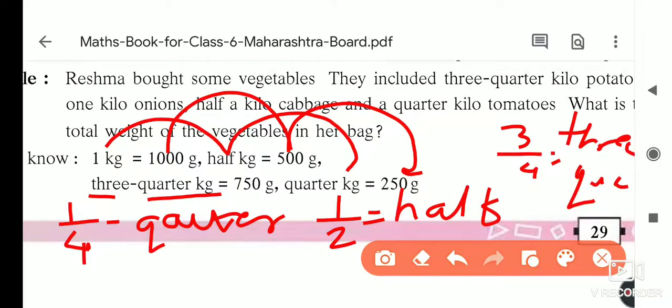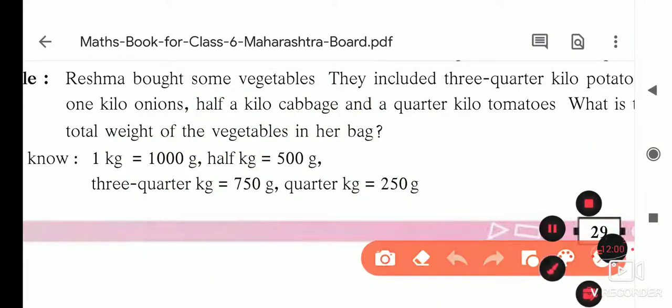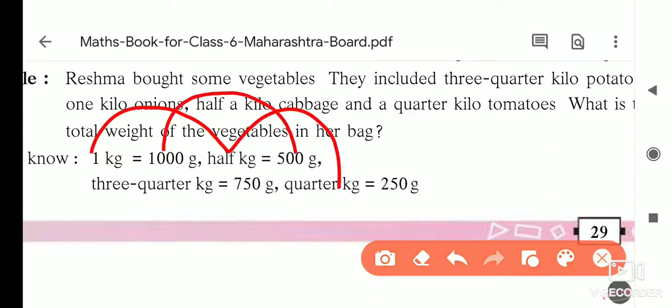But now we are learning decimal fractions, not the fractions. We are learning the decimal fraction. So here I will write in the words only. So as I told you, 1 kg is half kg is quarter. So 1000's half we have to do, 500, and 500 half is 250. So 3/4 kg means how much?